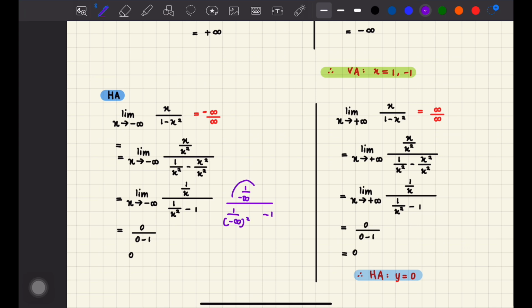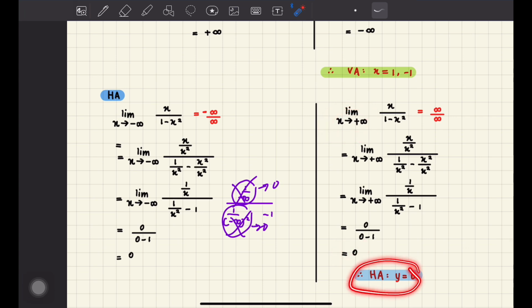Just tulis hasil sahaja. This one hasilnya adalah 0. This one hasil dia pun adalah 0. So jangan buat macam ni lah. Okay, so kita akan dapat jawapan kita 0. Okay, so kena test dua-dua. So and then from x approaching positive infinity pun kita akan dapat 0 juga. So horizontal asymptote kita ada satu sahaja lah, y equal to 0.